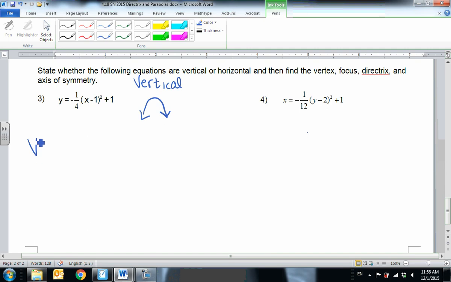What is our vertex? 1, 1. Good. I'm going to go ahead and skip and do the axis of symmetry first because that makes more sense. What's our axis of symmetry here? Okay, how do we write an axis of symmetry, though? Good, an equation. X equals 1.